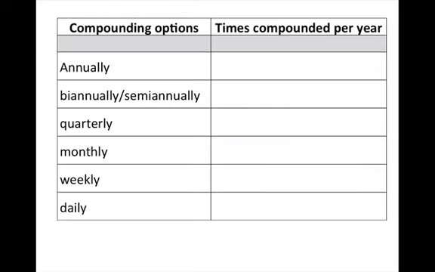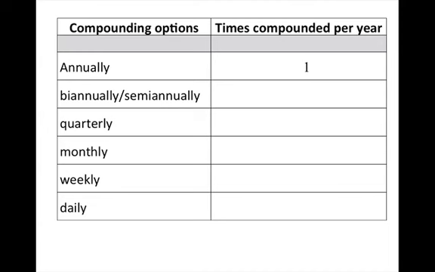So let's look at some terms that are often used when they're talking about the number of times compounded per year. If you see the term annually, that means it's compounded once per year. If you have money invested in a bank, once per year the bank is going to go in, calculate the interest, and add it to your account.